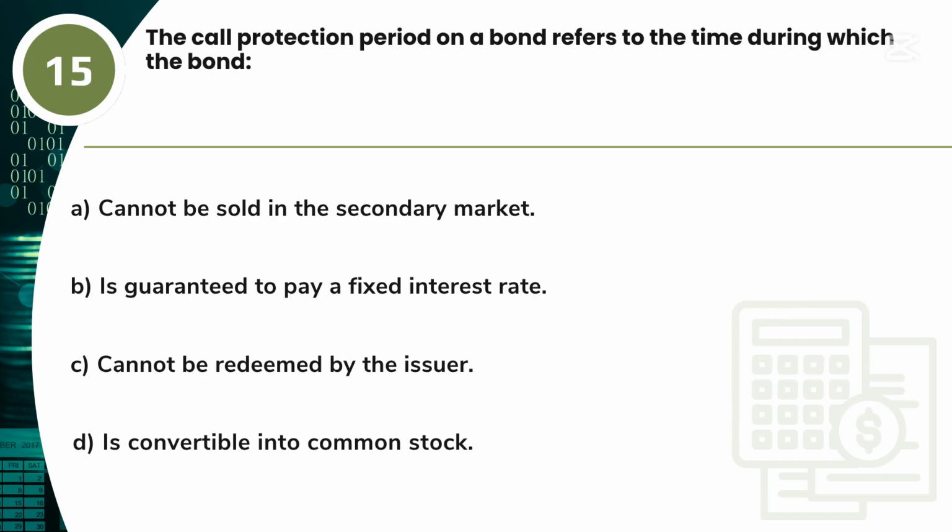Question 15. The call protection period on a bond refers to the time during which the bond: A. Cannot be sold in the secondary market. B. Is guaranteed to pay a fixed interest rate. C. Cannot be redeemed by the issuer. D. Is convertible into common stock.